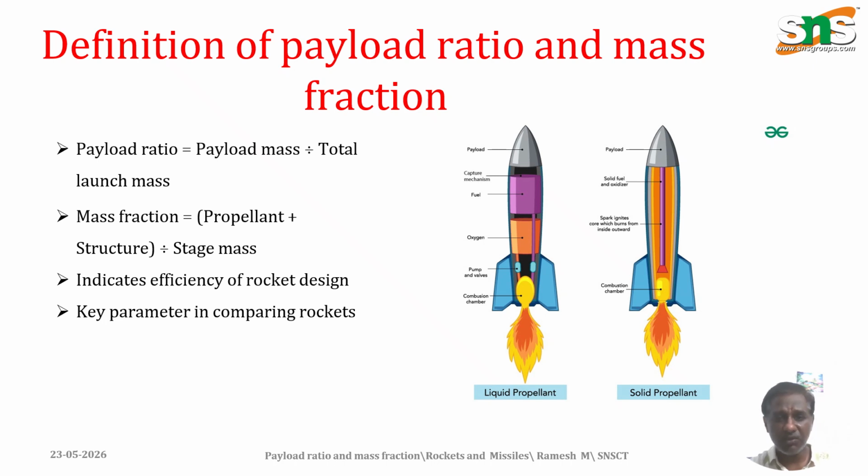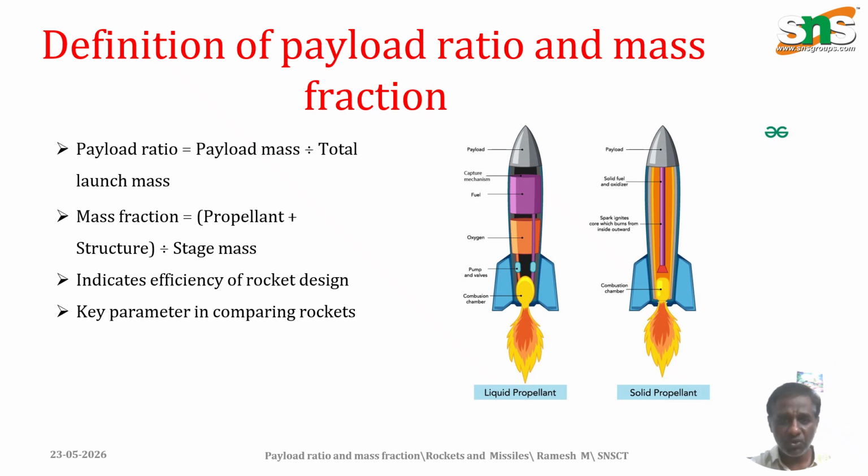However, increasing the mass fraction also creates structural and design challenges because the rocket must still support the engines, tanks, payload, and control systems as well as the thermal protection components. Therefore, engineers aim to maximize the propellant mass while minimizing structural weight.